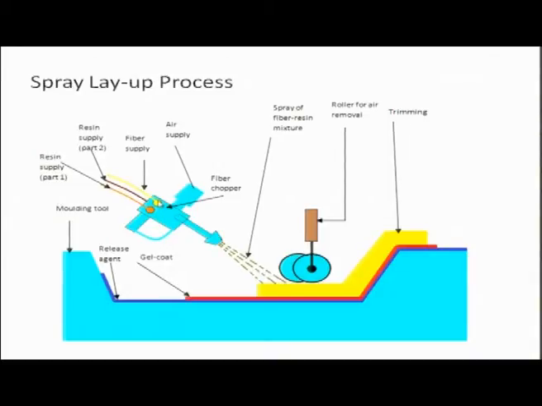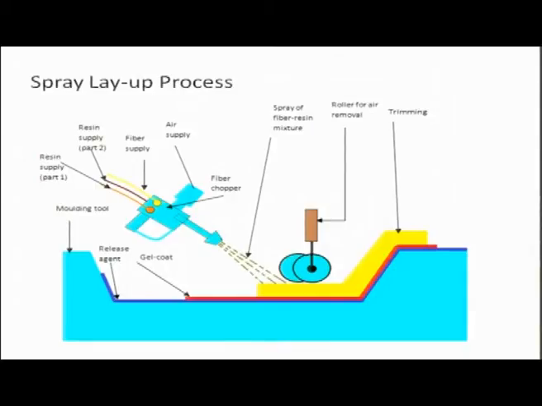So, you have a supply. Okay, so here you have three supplies. You have a supply of fiber, and this fiber is continuous fiber. But remember, in the spray layup process we use randomly oriented fiber. So, inside this blue tool there is a chopper which cuts the fiber into small pieces.